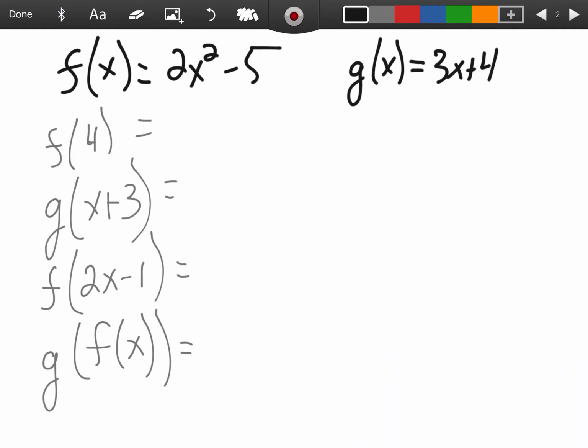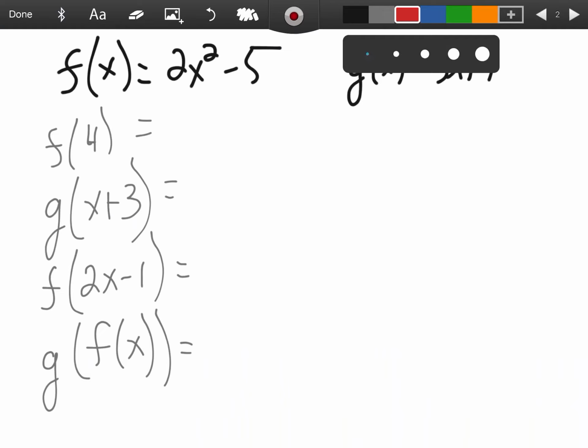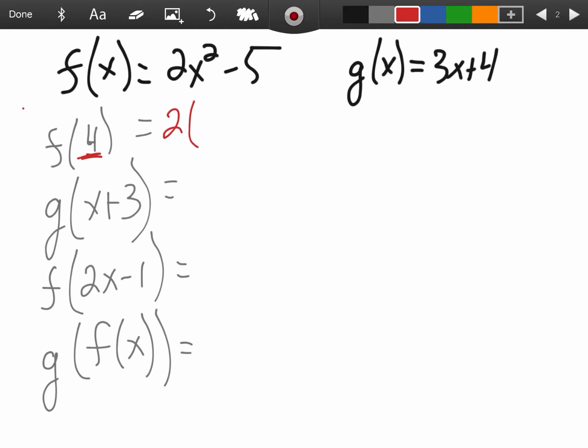Before we actually do anything with function composition, we just want to talk about evaluating functions at specific values. At the top, I've given you the f of x and g of x that we're going to be working with throughout this video. And down the side, we have a few values that we want to evaluate. So f of 4, all we're going to be doing here is taking 4 and plugging it in for x in f of x. Everywhere we see an x, we're going to plug 4 in. So that's 2 times (4) squared minus 5.